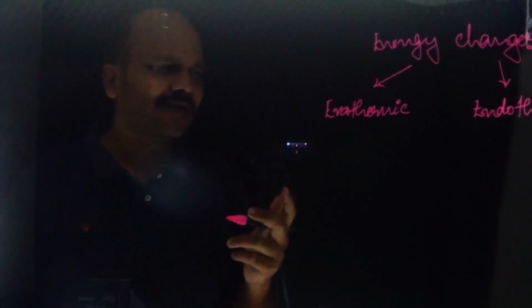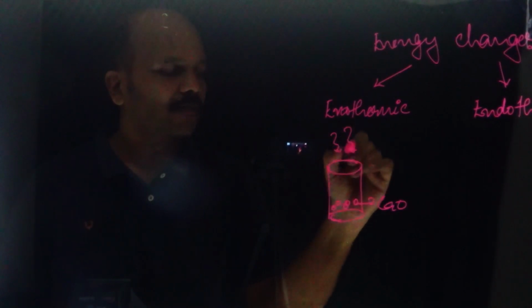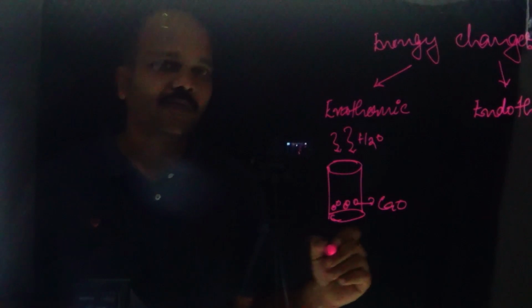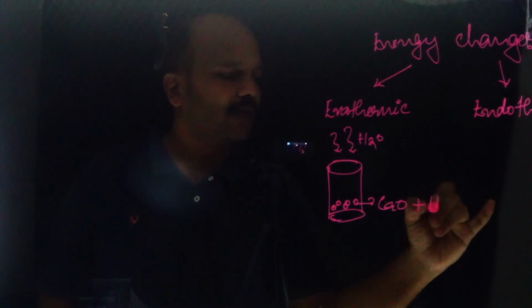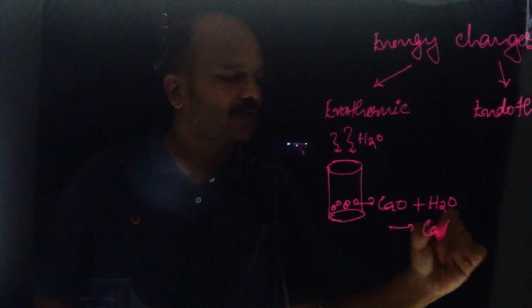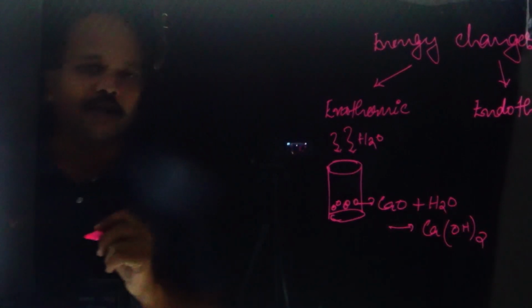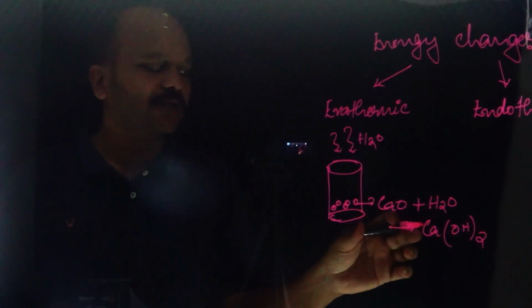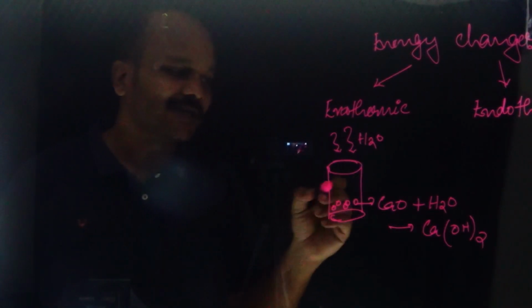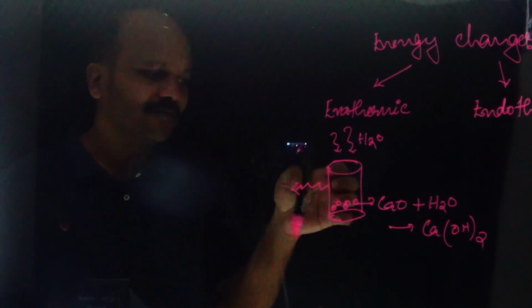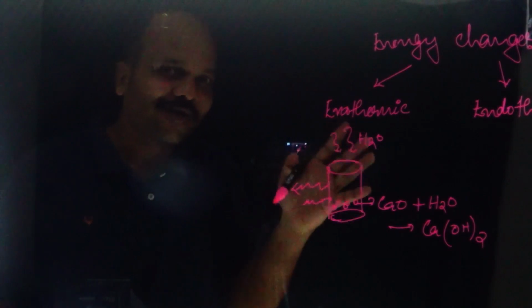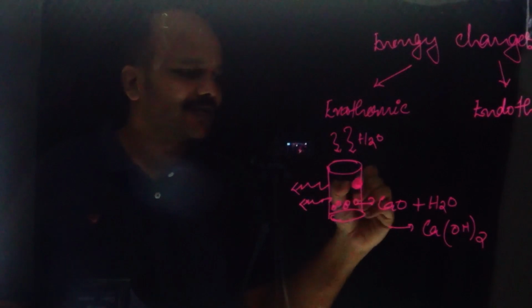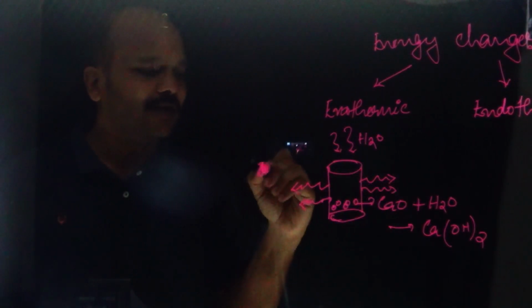For example, let this be a beaker containing some amount of calcium oxide. You pour water, and when you put calcium oxide into water, calcium hydroxide will form. Actually, this reaction is an energy releasing reaction. If you touch the side of this beaker, you will feel that it is very hot. So this reaction is releasing energy, so this is going to be exothermic.